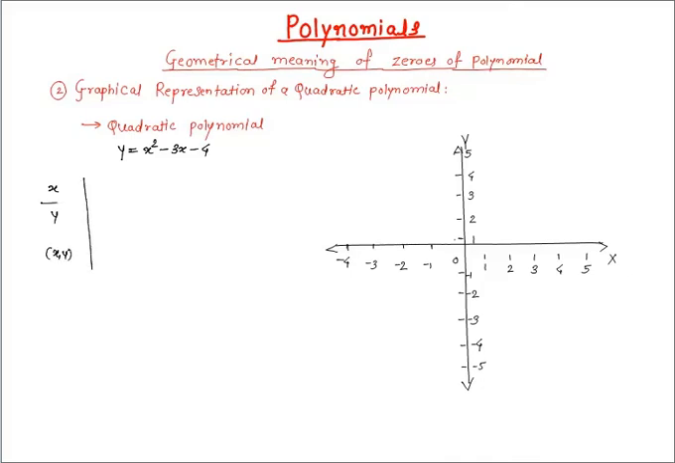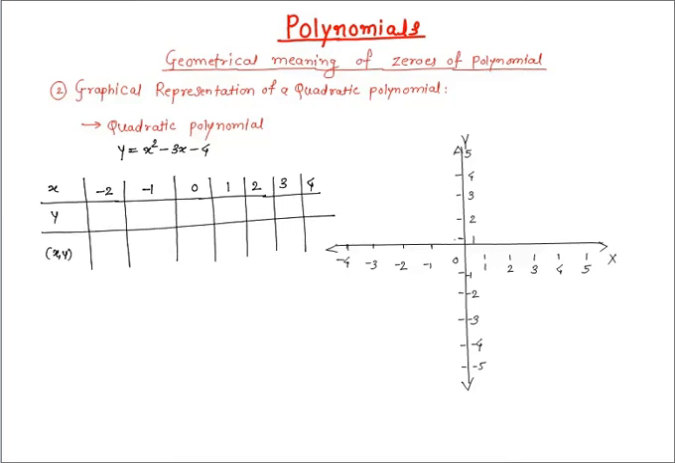Let's take random values for x: -2, -1, 0, 1, 2, 3, 4. And let's find the values of y for these values of x. So when x equals -2, what will be the value of y? (-2)² - 3 × (-2) - 4, that will be 6. So the value of y we get is 6 when x equals -2. So put 6 in this table.